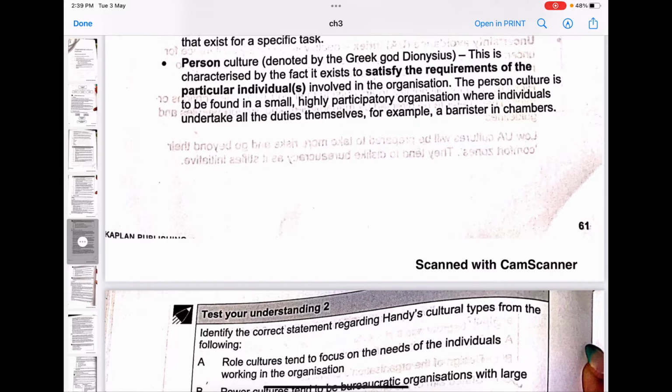The person culture is to be found in a small, highly participatory organization where individuals undertake all the duties themselves, for example, a barrister in chambers. So, person culture is where the emphasis is based on the needs of the people.